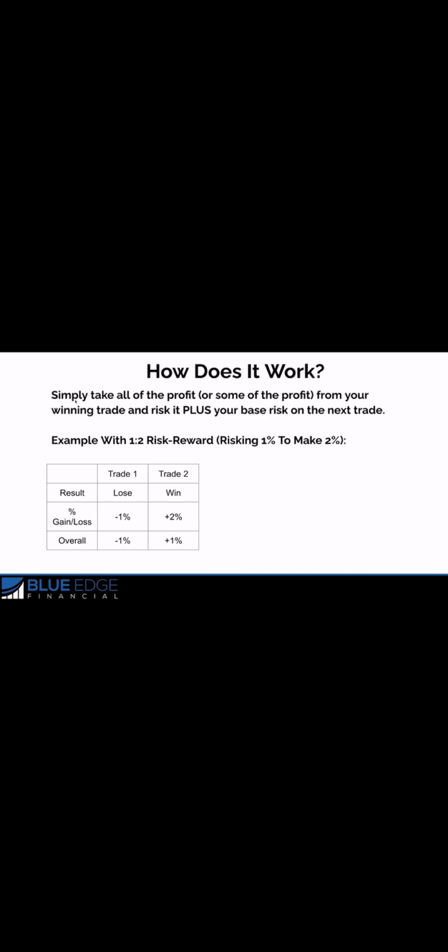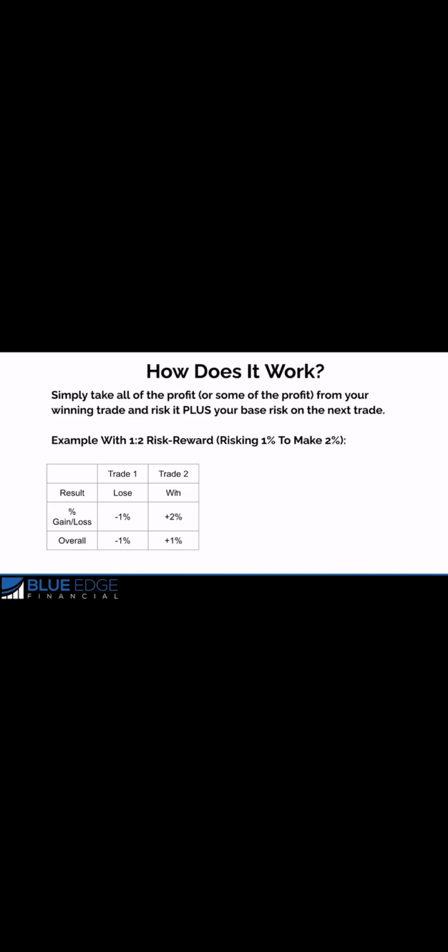Now, what it says here is the way that asymmetric compounding works is you simply take all of the profit, and I'll show you guys different ways to take some of the profit, but in this example, we're going to take all the profit from this winning trade right here, and we're going to risk it plus our base risk on the next trade. So what does that mean?